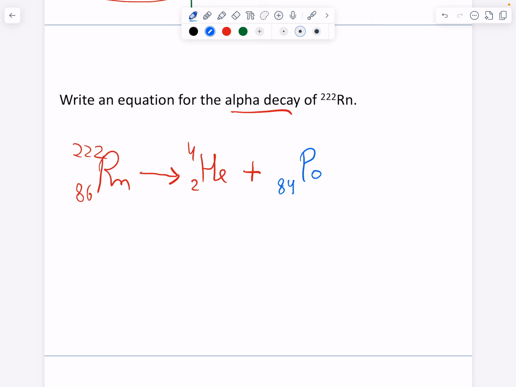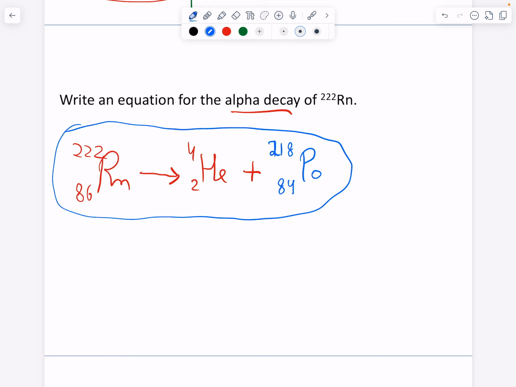And here is going to be 218. 218 plus 4, 222. 84 plus 2, 86, and this is your equation for the alpha decay of radon 222. Okay?